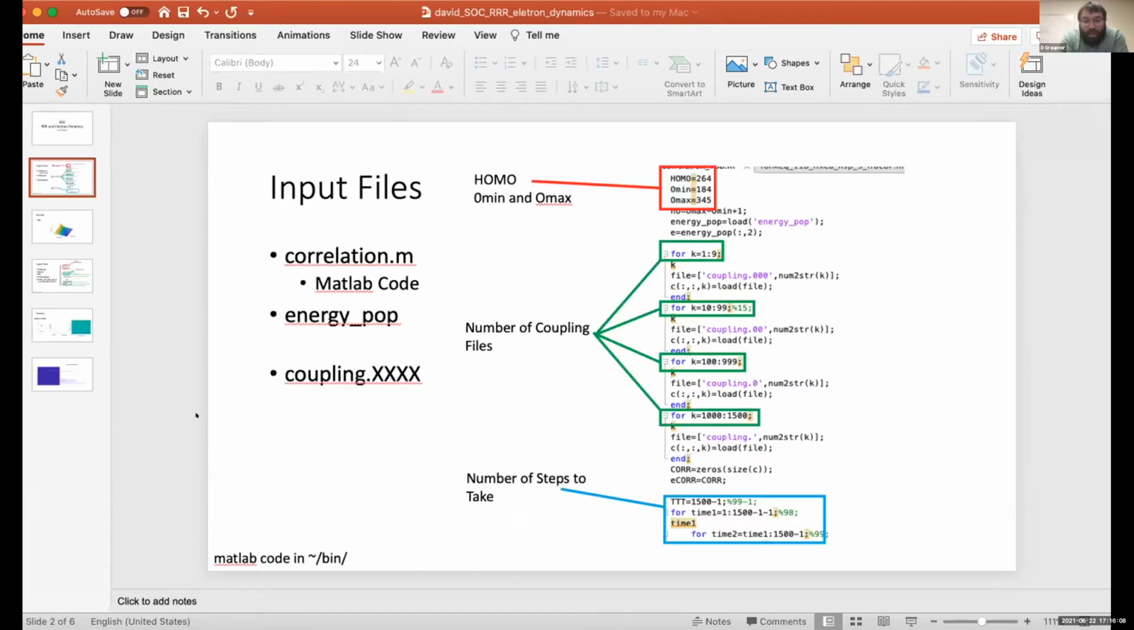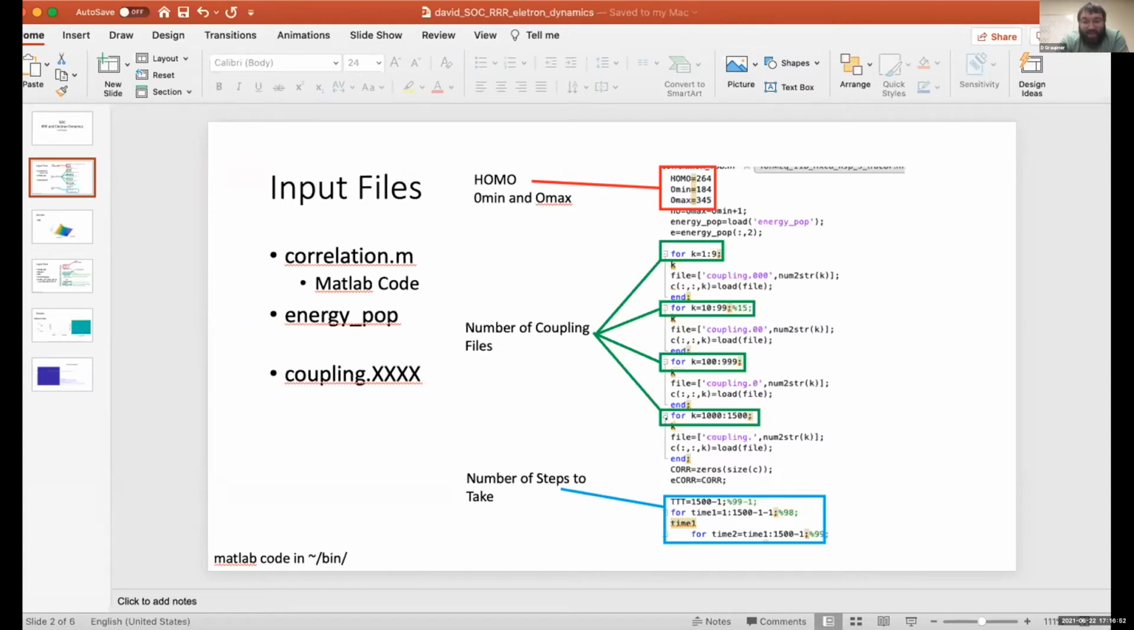So the first thing is getting all the necessary files into your MATLAB folder. The major things are, once again, the energy pop, the coupling files, and then one of the correlation.m. I generally use the V8. If you look at this, you see in the red box, I have the HOMO, the OMIN, and the OMAX, and those are values that you need to indicate based on your system. So you want to enter the HOMO, and then the min and the max band that you're looking at.